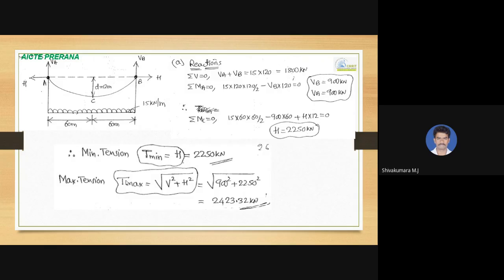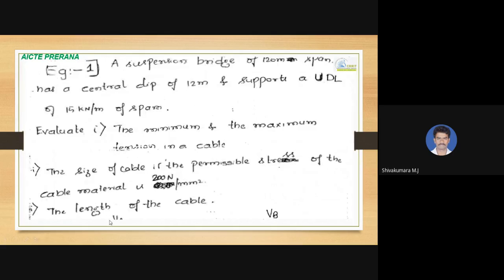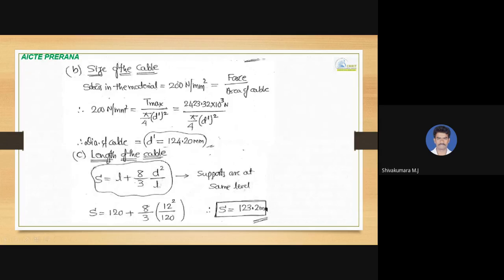Now the other questions: the size of the cable and the length of the cable. When it comes to size of the cable, we have the formula for stress equal to force divided by cross sectional area. So the cross sectional area will be equal to the maximum tension force divided by stress. So we'll get the diameter of the cable, that is 124.20 mm. You can round it up to 125 mm diameter of the cable, required to carry the maximum tension force 2423.32 kilonewton.